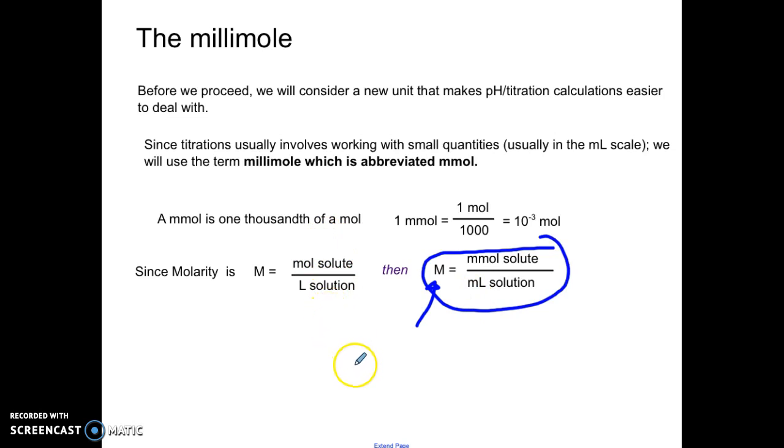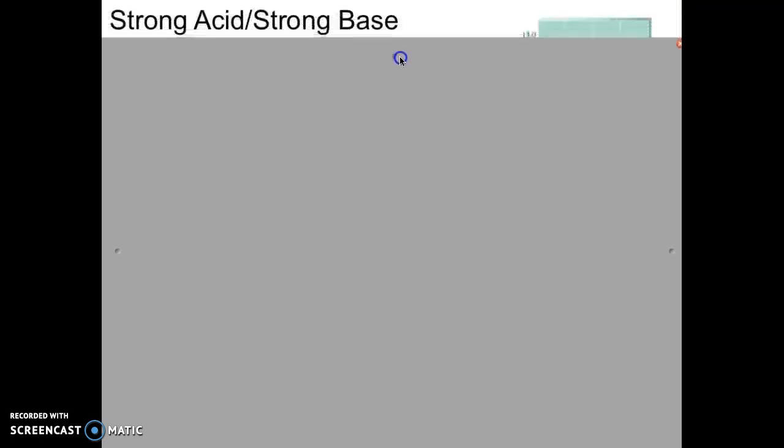Why we want to do this is it's a lot easier to deal with a number that's in millimoles per milliliter than always typing out a really small number or something that's times 10 to the negative 3. So that is preferred when we are talking about acid-base titrations, because typically we're dispensing in milliliters, and it just makes it easier to calculate the molarity.